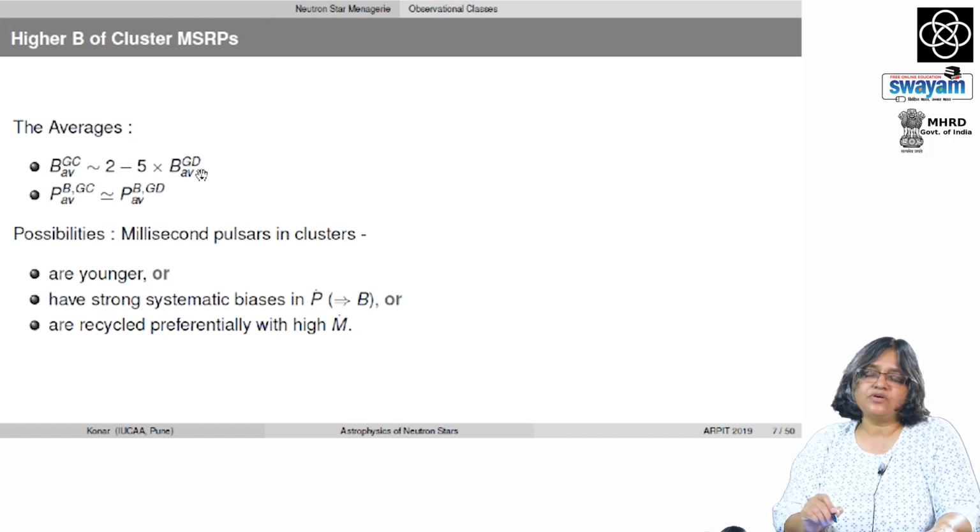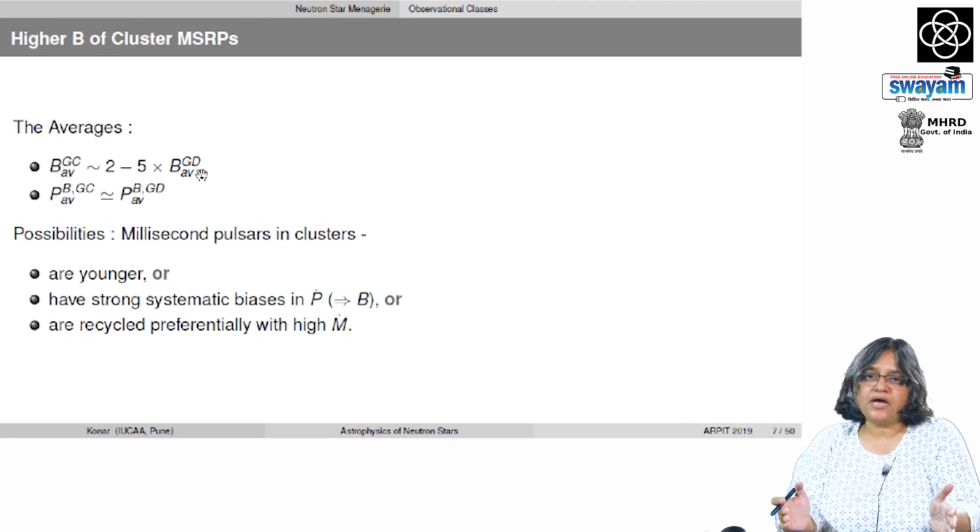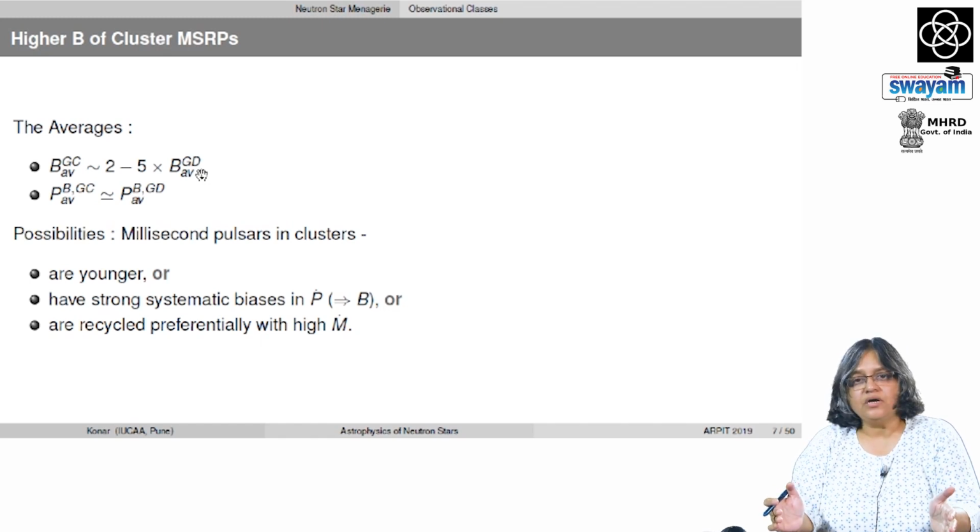Now, these are the questions that one tries to answer when one looks at the entirety of the neutron star class, whether they are born with various disparate characteristics or there are various evolutionary links, meaning that all neutron stars are born with an average kind of spin period, average kind of magnetic field, and because of various initial conditions, whether they are in a binary or in a dense star cluster, their evolutionary pathways differ from each other.